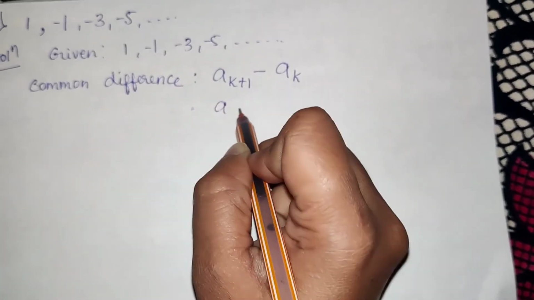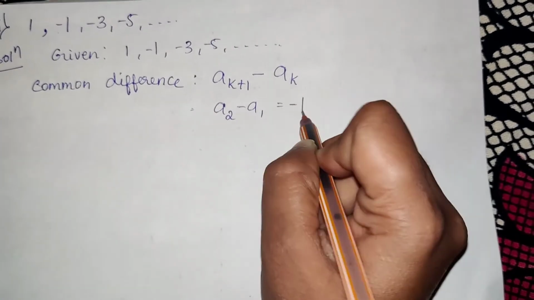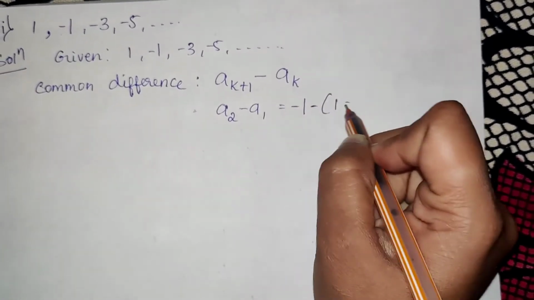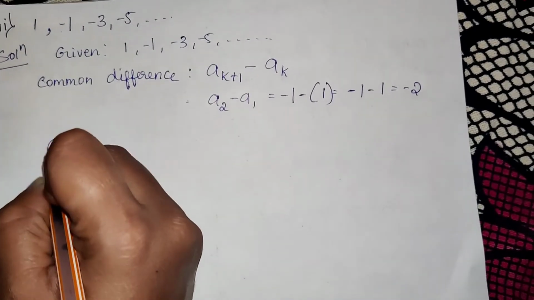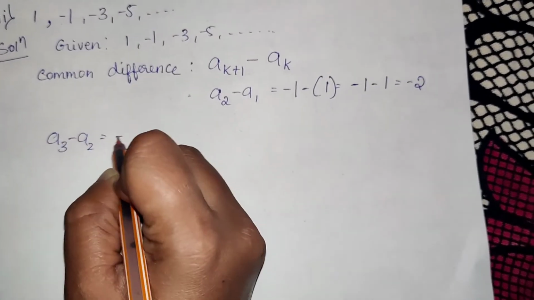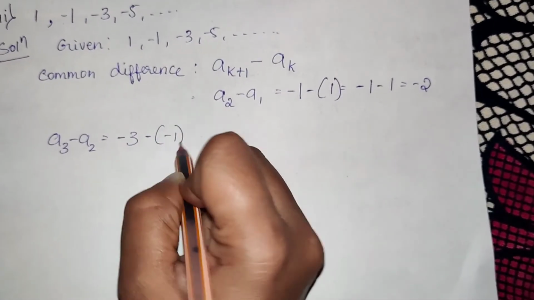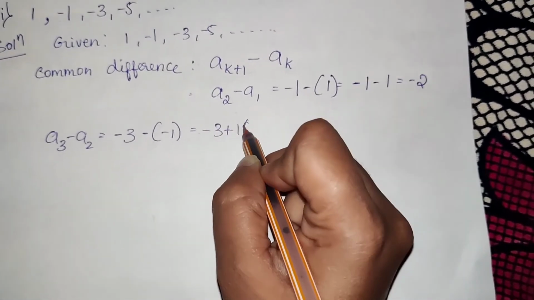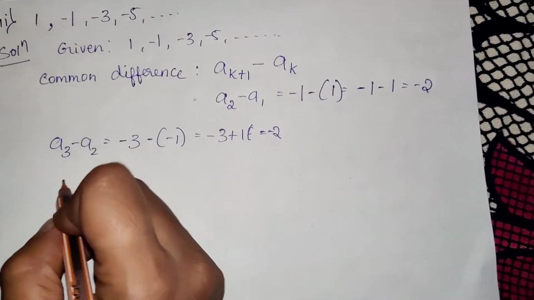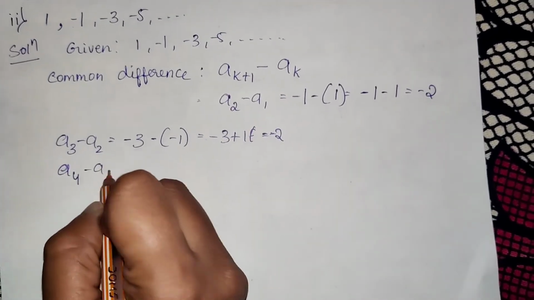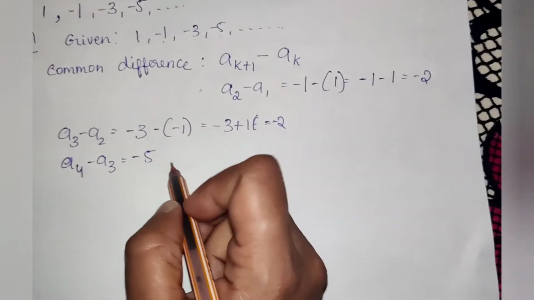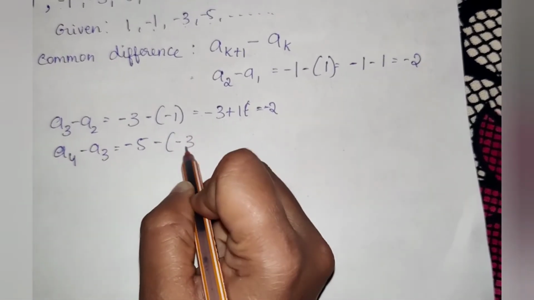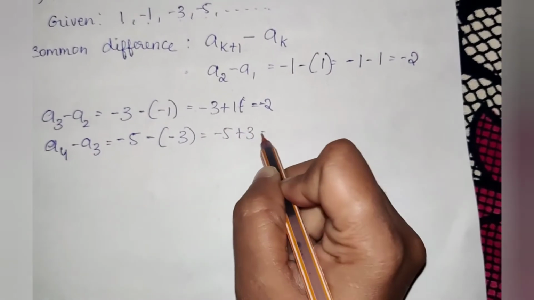So let me take A2 minus A1, that is minus 1 minus of 1, that is minus 1 minus 1, that is minus 2. Again A3 minus A2, minus 3 minus of minus 1, that is minus 3 plus 1, minus 2. Again A4 minus A3, A4 is minus 5, this is A1, A2, A3, A4. Okay, so A5 minus of minus 3, minus 5 plus 3, we get minus 2.